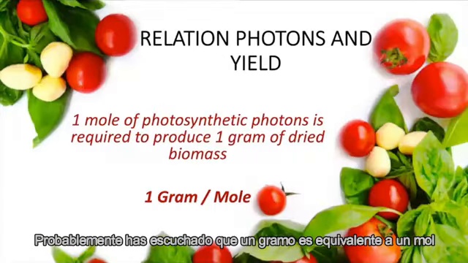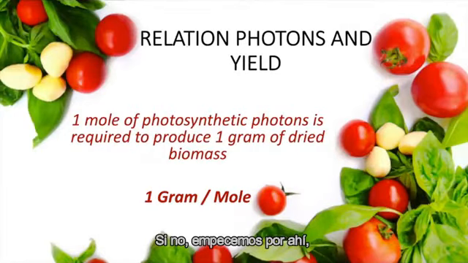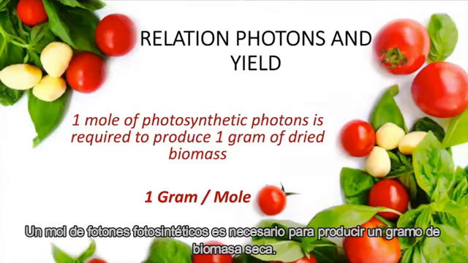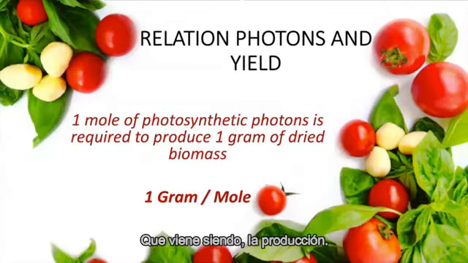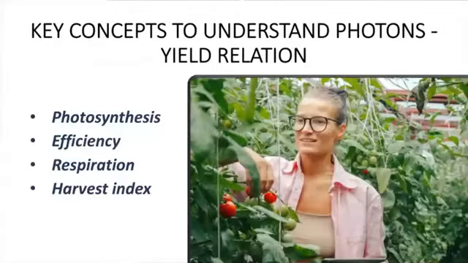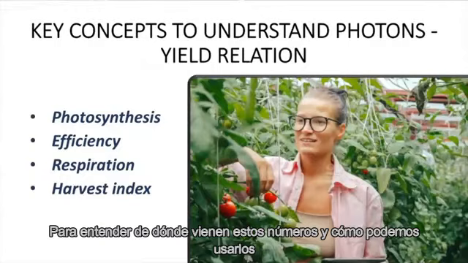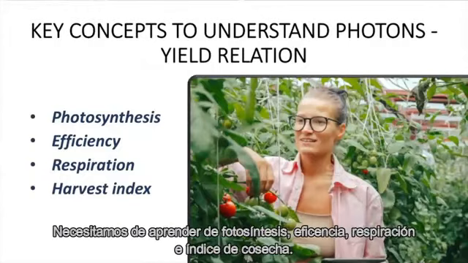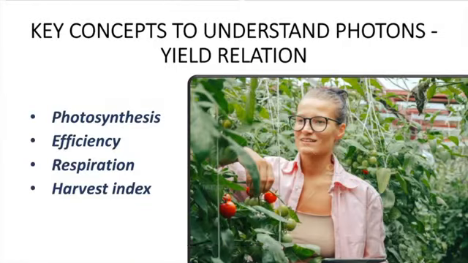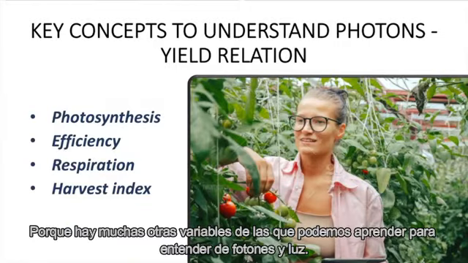You have probably already listened that 1 gram is equal to 1 mole. If not, let's start from there. 1 mole of photosynthetic photons is required to produce 1 gram of dried biomass, which is yield. In order to understand where these numbers are coming from and how can we use them, we need to learn about photosynthesis, efficiency, respiration, and harvest index, at least, because there are a lot of things that we can learn about when trying to understand photons and yield.